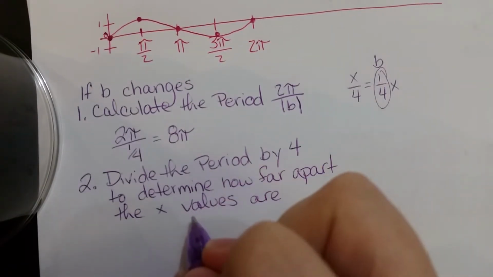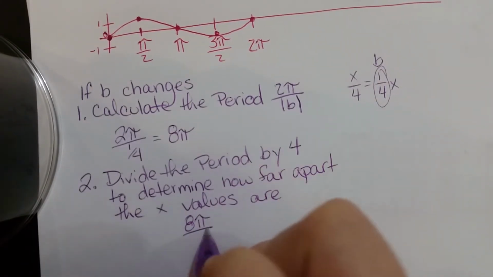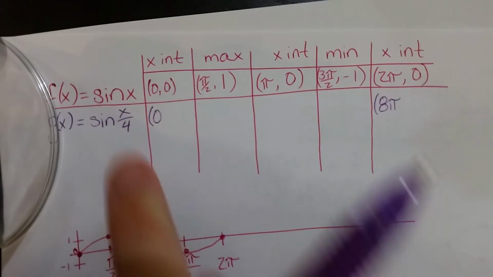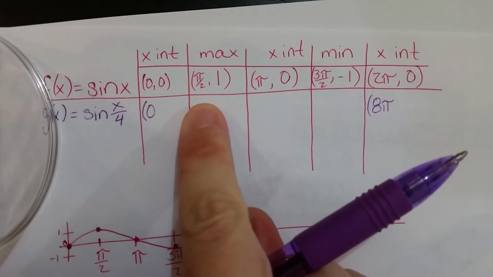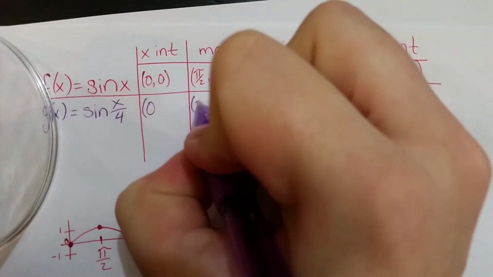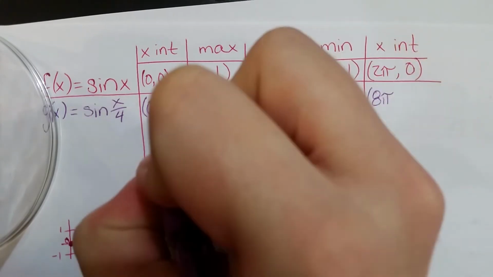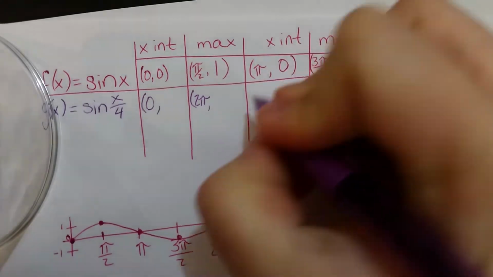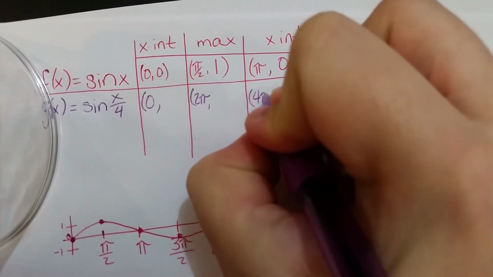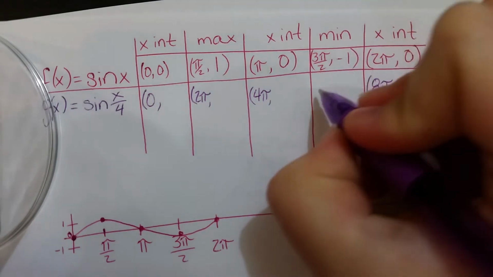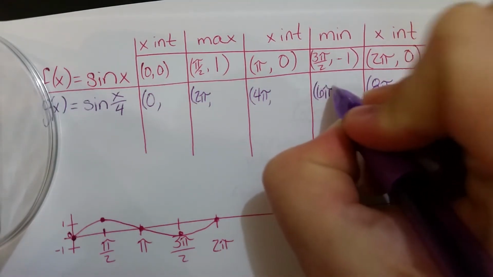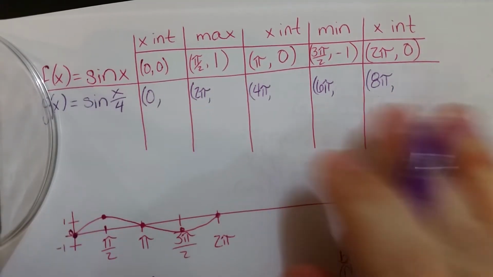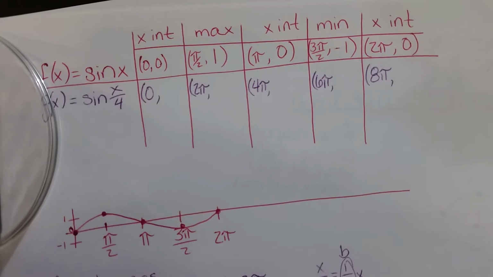Okay, so in this case I have 8 pi divided by 4, which is going to give me 2 pi. So from 0 I'm going to add 2 pi. Then I'm going to add 2 pi again, so 2 pi plus 2 pi gives me 4 pi. Then I add 2 pi again, so I'll get 6 pi. And then you add 2 pi again, and you should be at the end of your period. If you're not, maybe you've been adding something wrong, okay?